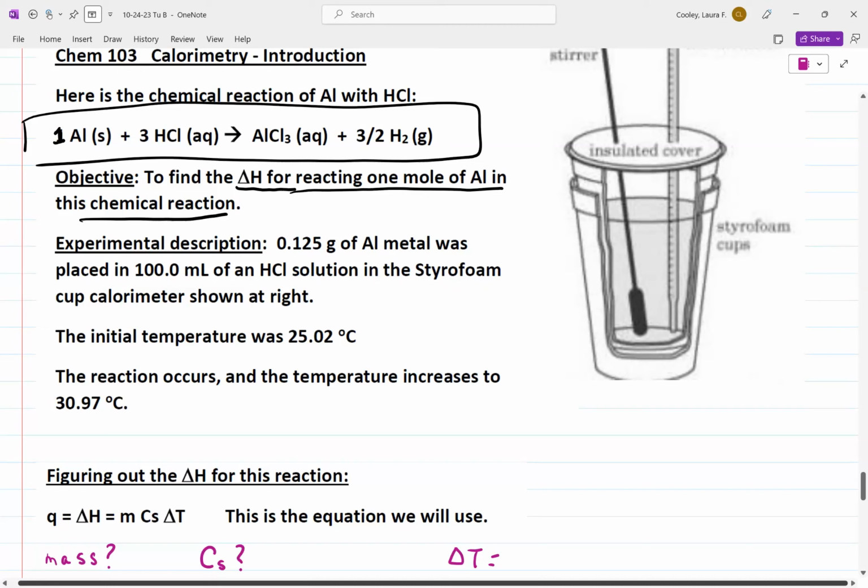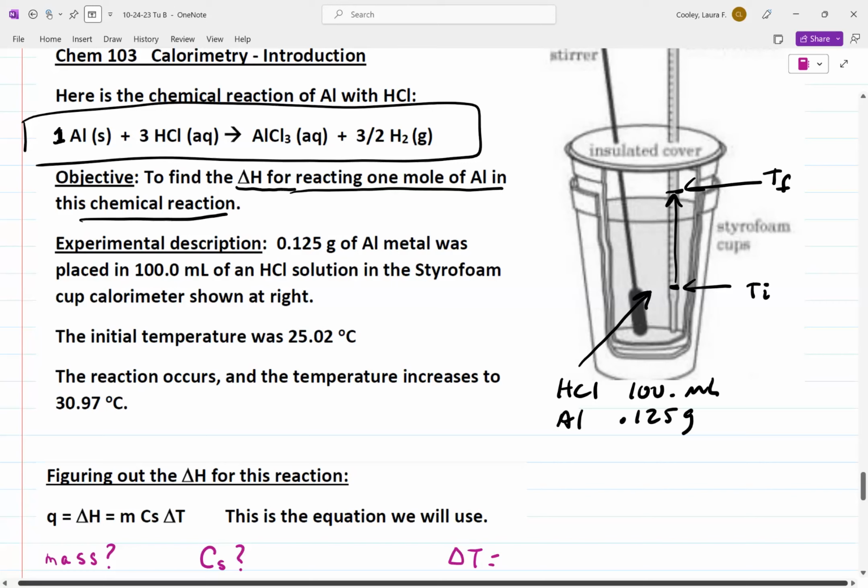So what's in the soup over here, I wouldn't want to have a sip of it because it's hydrochloric acid, 100 milliliters. And a piece of aluminum that's 0.125 grams has been dumped in there. The temperature starts out like over here, and it goes up to some final temperature. So it's heated up all the water and all the reaction mixture from the initial to the final temperature.